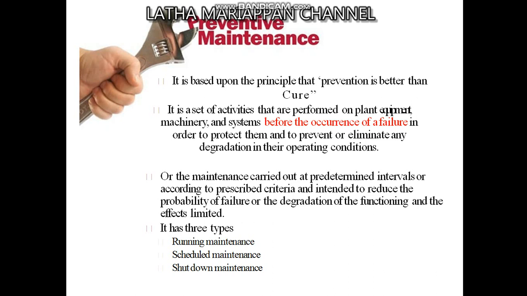Preventive maintenance is maintenance carried out at predetermined intervals or according to prescribed criteria, intended to reduce the probability of failure or the degradation of the functioning, with the effects limited. It is further classified into three types: running maintenance, scheduled maintenance and shutdown maintenance. Prevention is better than cure. Before a failure occurs, you have to prevent the equipment from breaking down. That is important in order to avoid the breakdown of machineries.